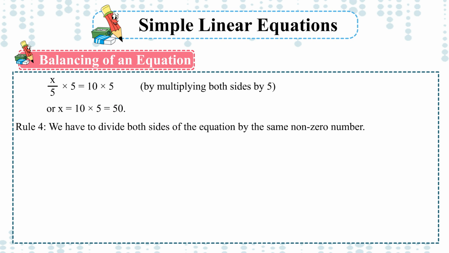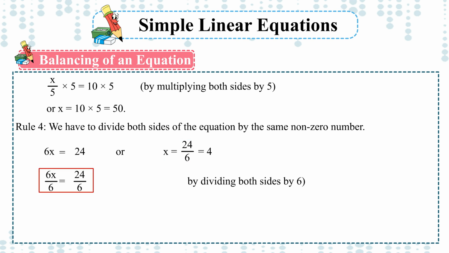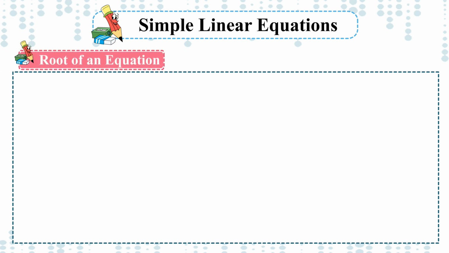Rule 4. We have to divide both sides of the equation by the same non-zero number. 6x is equal to 24, or x is equal to 24 upon 6, which is equal to 4. 6x upon 6 is equal to 24 upon 6, by dividing both sides by 6, or x is equal to 24 upon 6, which is equal to 4. Root of an equation.